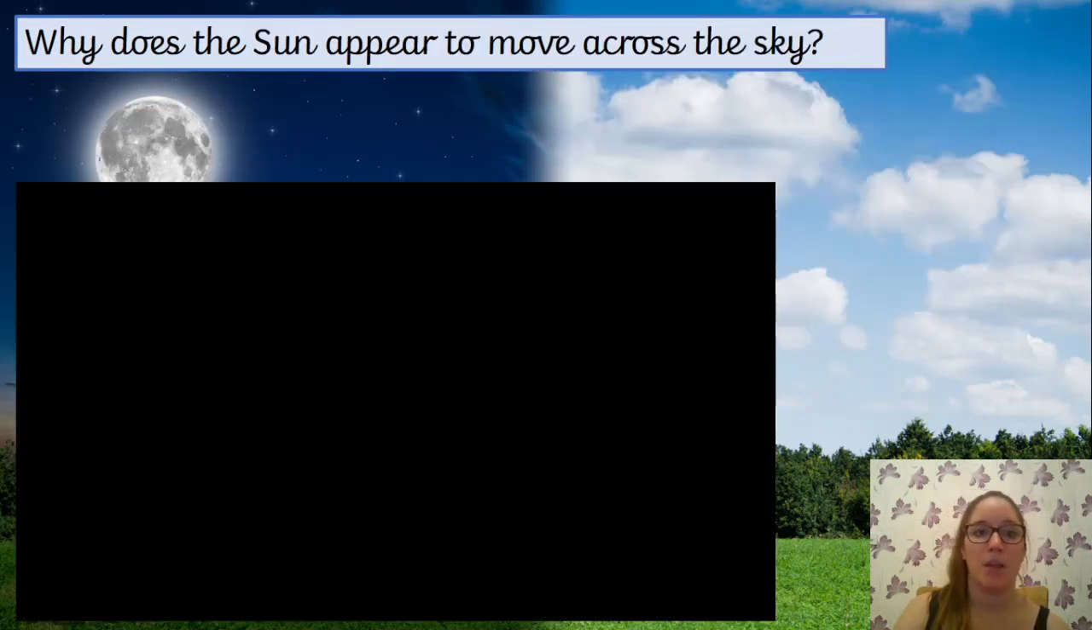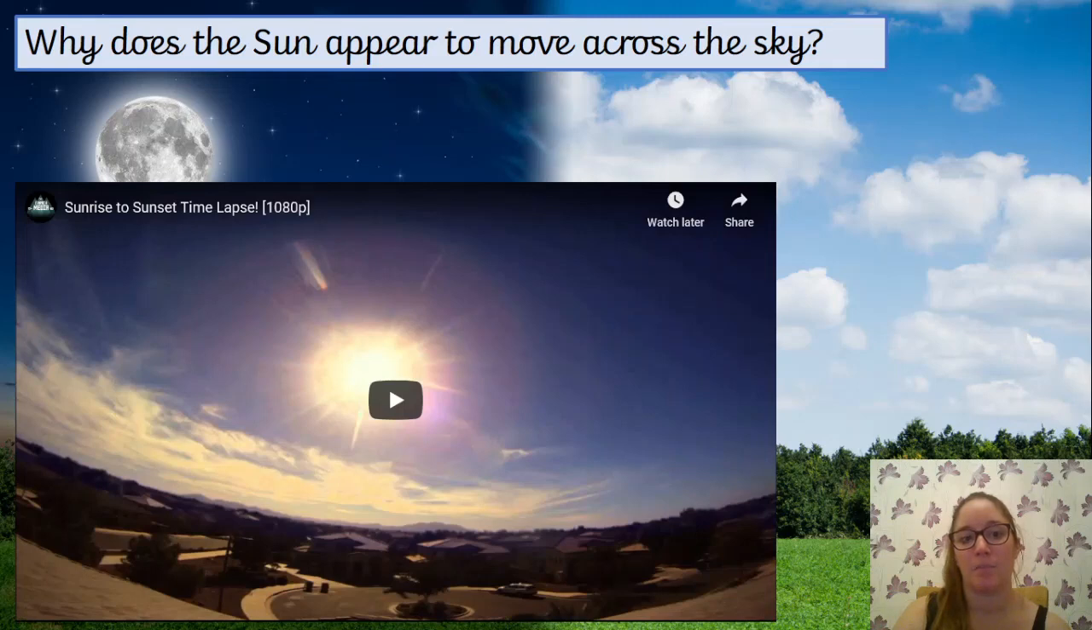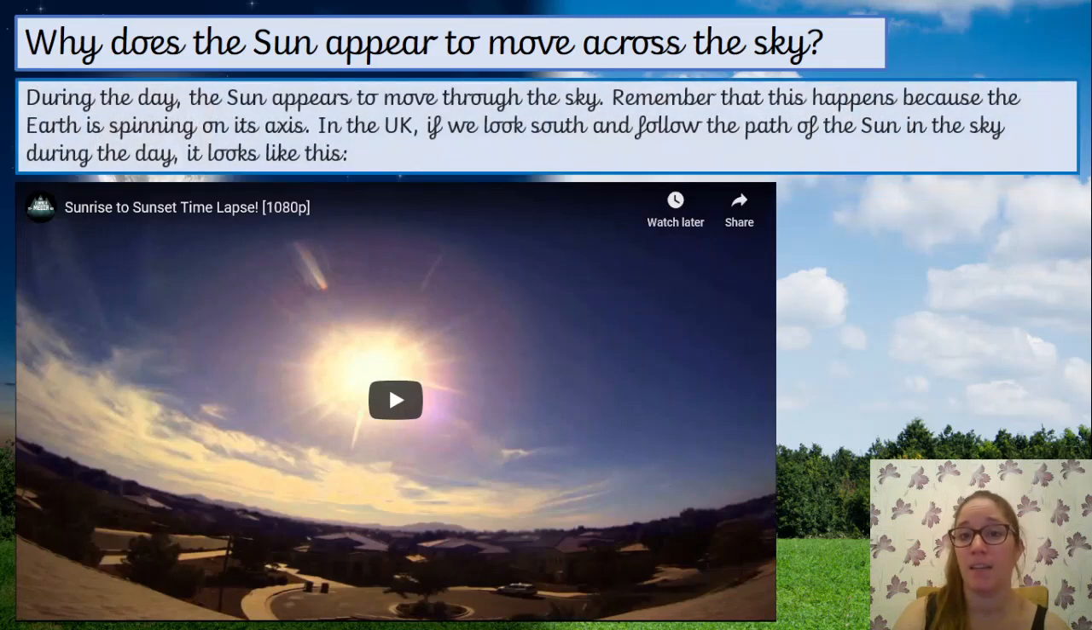Okay, so why does the sun appear to move across the sky? Does the sun move? Does it move across the sky? Have a think about that. Okay, it certainly looks like it. So during the day, the sun appears to move through the sky. It does look like it's moving. But remember, this is only happening because the earth is spinning on its axis.